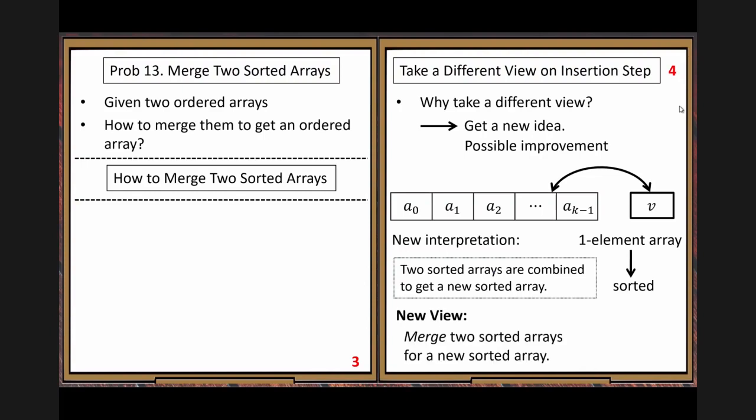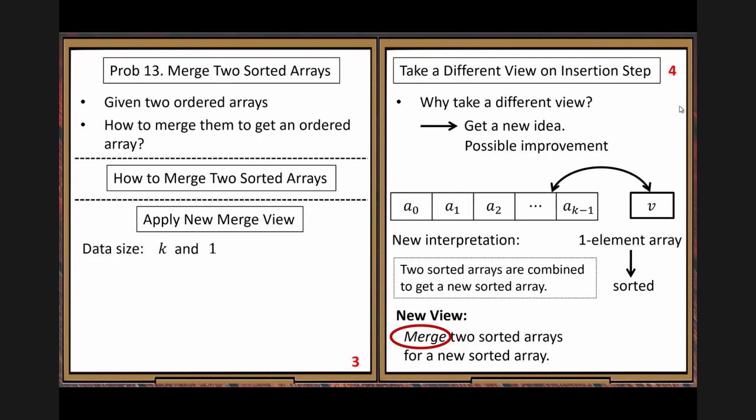So the new view: we merge two sorted arrays to form a new sorted array. Here you can see we convert insertion type manipulation to merge type manipulation. That's the key change. That's the most important change. Apply the new merge view here.